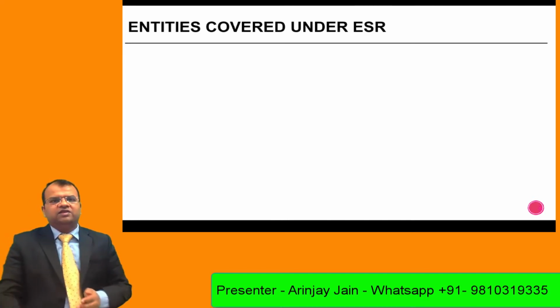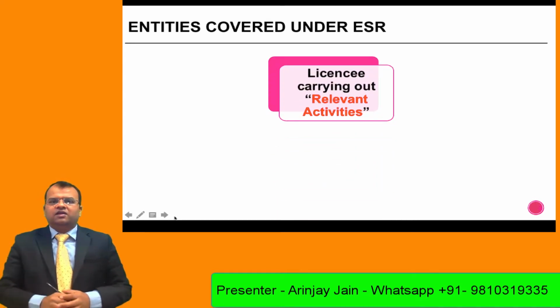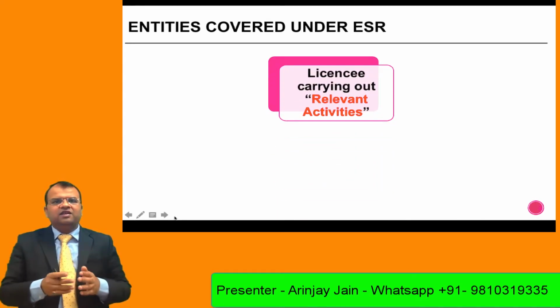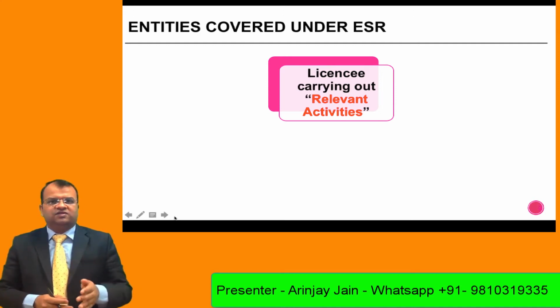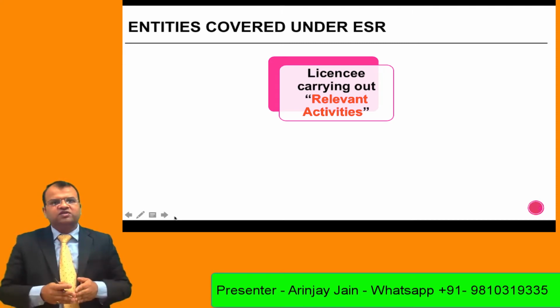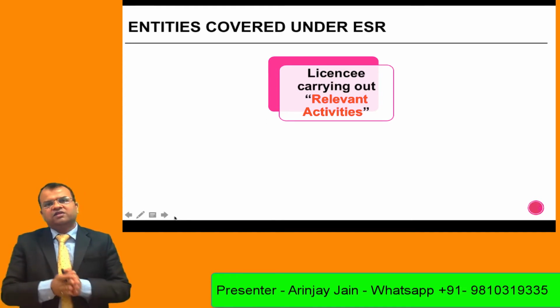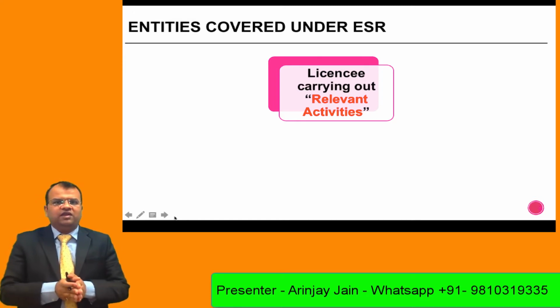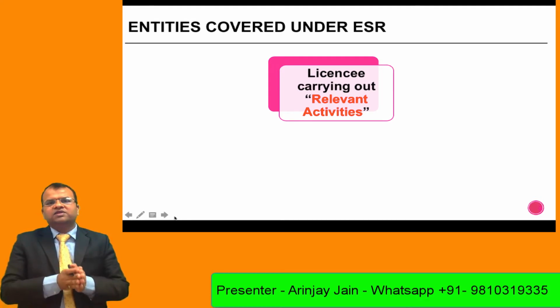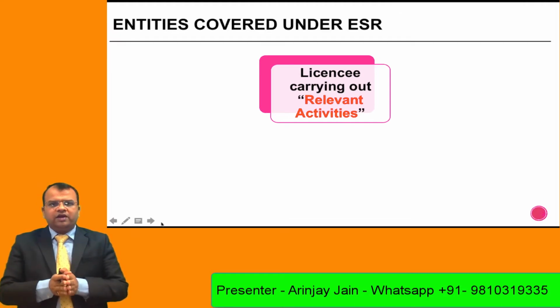So, which are the entities which are covered under the ESR regulations? The licensee. The word licensee indicates that you need to look at what the license of the particular entity says. If it mentions that the company is carrying out one of the 9 activities which are referred to as the relevant activity, then there are certain additional tests you need to perform to see if they are covered under the ESR regulations or not. So a licensee which is carrying out a relevant activity will be covered under the regulations. Now there are 2 parts to this.